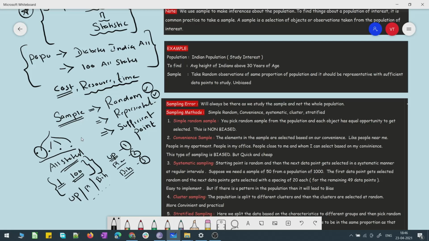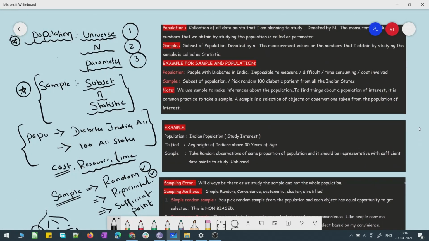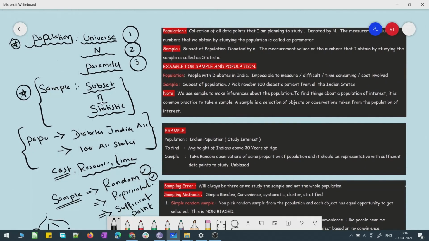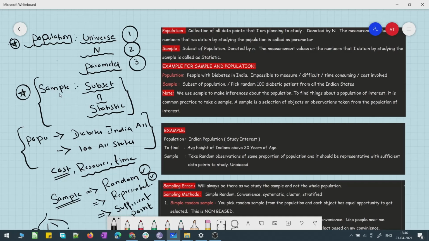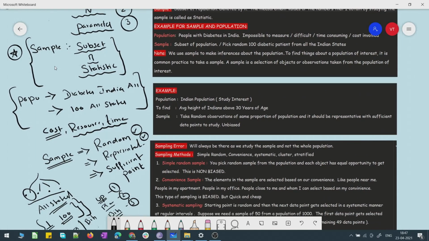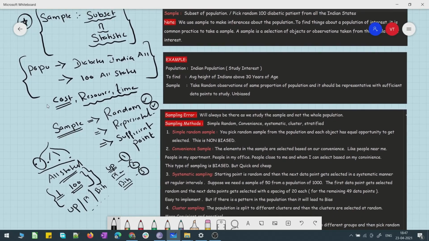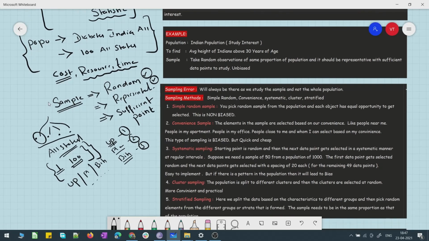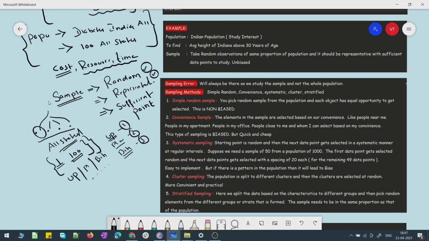So let's summarize what we have seen so far. We discussed what a population is. Then we discussed how you represent the population and what a parameter is, and then we also looked into sample. Then we looked at an example for population and for a sample, and why population cannot be used, why a sample gets used, and how a sample has to be used. Now I talked about some of the drawbacks related to population, which are cost, resource, and time.